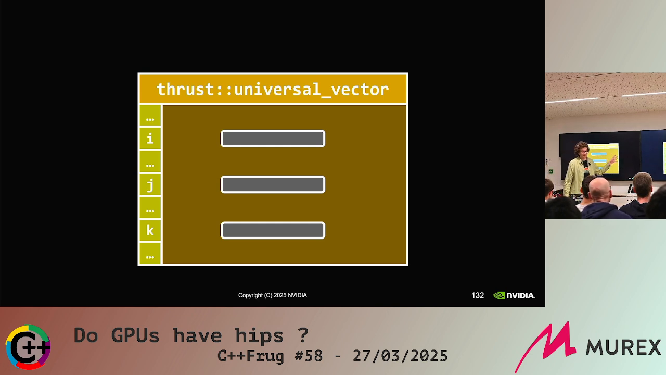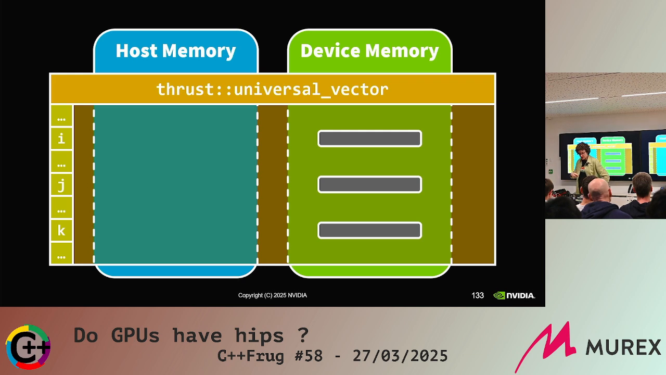So where do the contents of the universal vector actually reside? Thrust universal vector's contents will start on the device, because the way that unified memory works is first touch, and thrust universal vectors will always initialize the data on the device. And then if we access an element of the vector from the host, the CUDA platform may have to migrate the data from the device to the host. And by the platform, I mean a combination of the runtime and the kernel driver. And the mechanisms for this transfer will vary between systems.